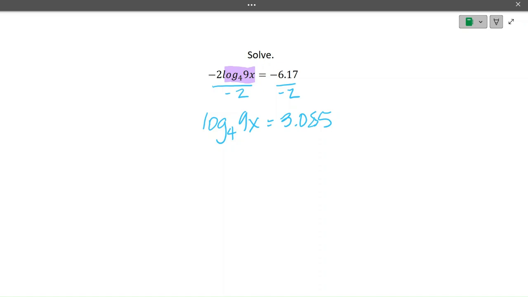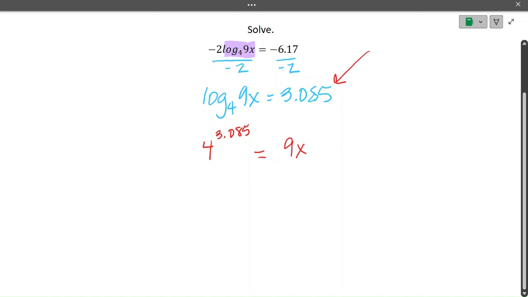So at this point, I have a couple of different options. I could separate the left side into the sum of two different logs, to break up the 9 and the x. I think that's more work. So what I'm going to do is rewrite this using the inverse property of logs and exponents. So basically, my base is 4. 4 to what's on the other side of the equal sign, which is 3.085 in this case, is equal to what is being logged. And in that case, it is 9x.